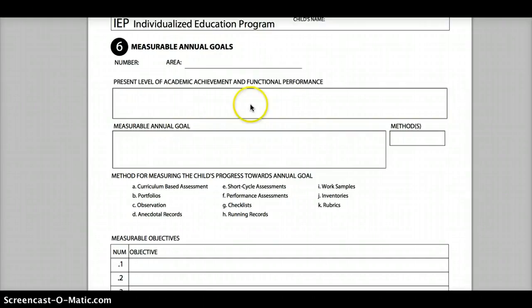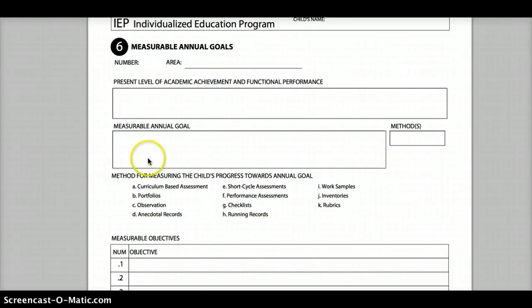So here would be the present level, so that's where your child is, what they're able to do, and that's often compared with their same age, typically developing peers, in order to let you know what needs to be worked on so that they can hopefully get up to the same level as their peers.